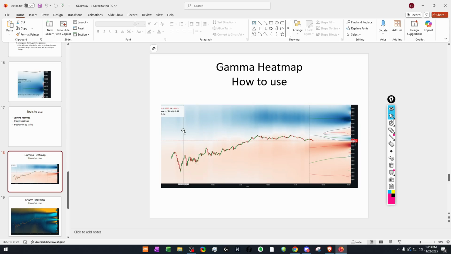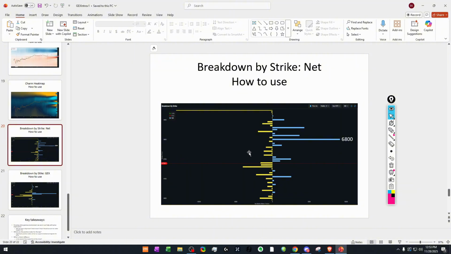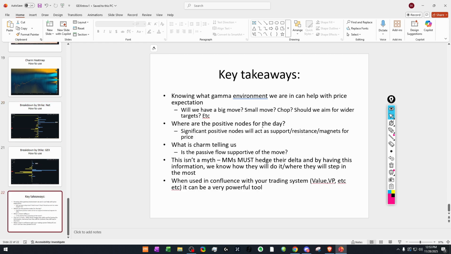These heat maps are calculated at the beginning of the day. So as soon as the market opens, you know, are we positive gamma? Are we negative gamma? And as soon as the market opens, we know where the positioning is located. So we know where we could potentially drift to, where the support points would be, where the resistance would be. And like I just said, where the positive nodes are, these will act as support, resistance, and magnets for price.